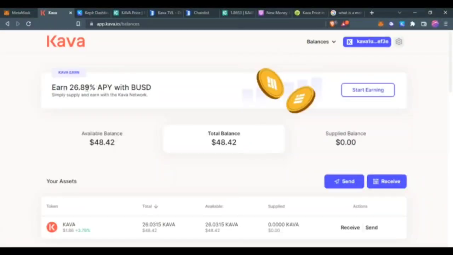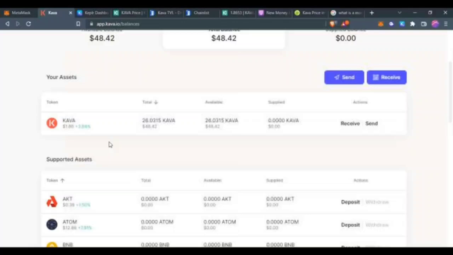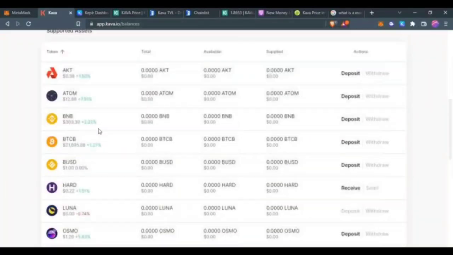You're also able to earn with BUSD as of right now, 26.88% APY with BUSD. Simply supply and earn with the Kava network. You're able to send and receive. Now they do have other supported assets that individuals can also deposit.